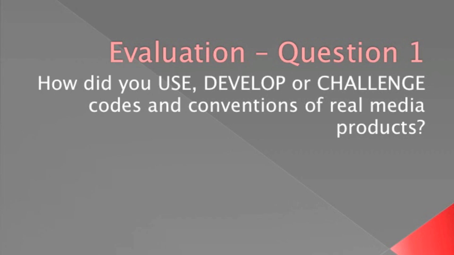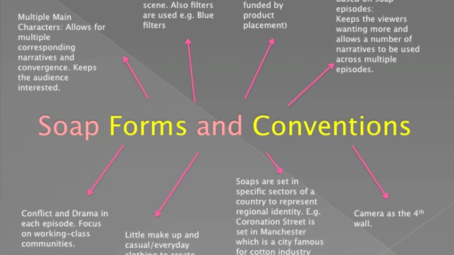Evaluation question 1. How did you use, develop or challenge codes and conventions of real media products? To begin planning my soap, I looked at forms and conventions needed. These are things like multiple main characters. This allows for multiple corresponding narratives and convergence. This can keep the audience interested.